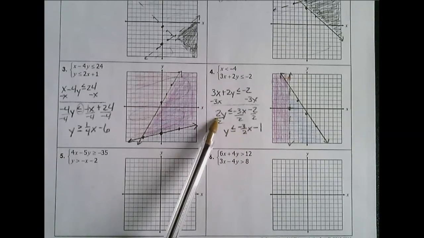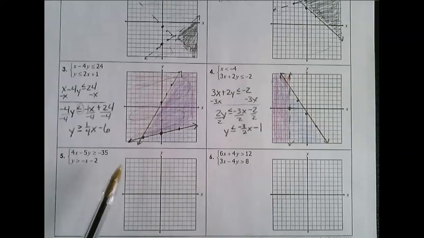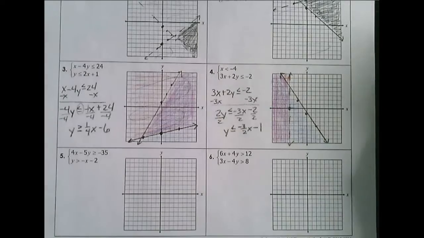Notice here when you solve this equation, your symbol did not flip because as a mathematician, you divided by a positive. So the symbol stays as is. So let's take a quick look at number 5 and number 6. So pause the video, try those out, and then come on back.